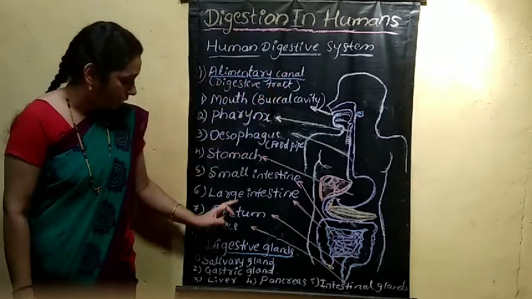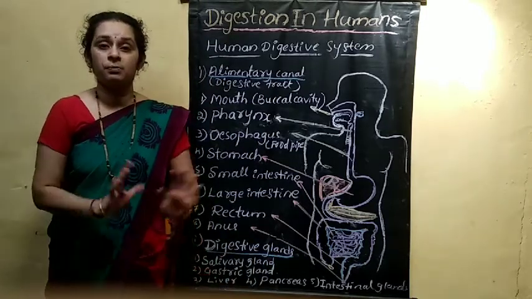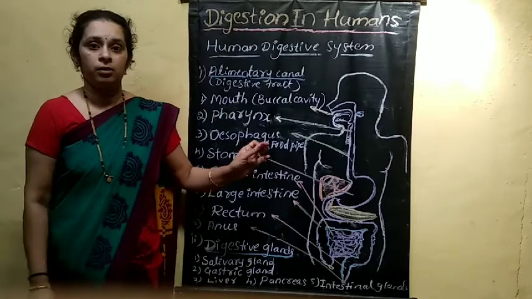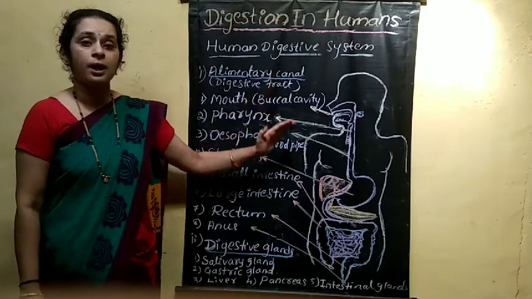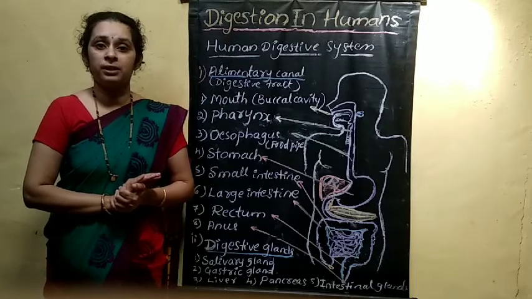Alimentary canal, all these parts. Digestive glands, all these parts. Don't mix. Okay, these are the parts of the human digestive system. It is very important.